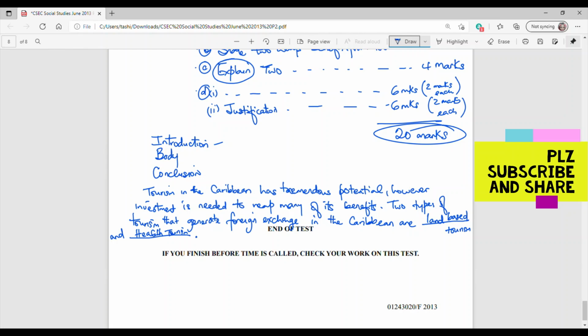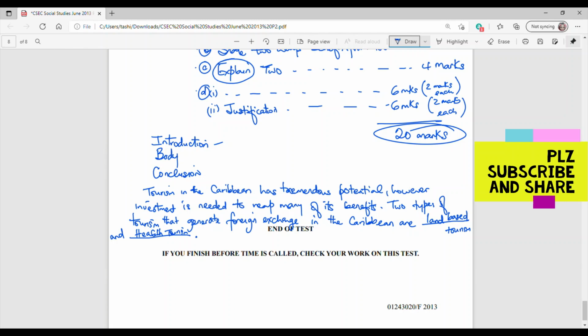remember, it's an essay. So the only thing that you are doing in between the tasks that they give you is using sentences to simply connect from one task to the next, because you want it to be that when your essay is read, it flows and it sounds like you have constructed it well. But at the same time, you want to ensure that you answer the specific task that they ask you to cover, right? So far we have tourism in the Caribbean has tremendous potential. However, investment is needed to reap many of its benefits.